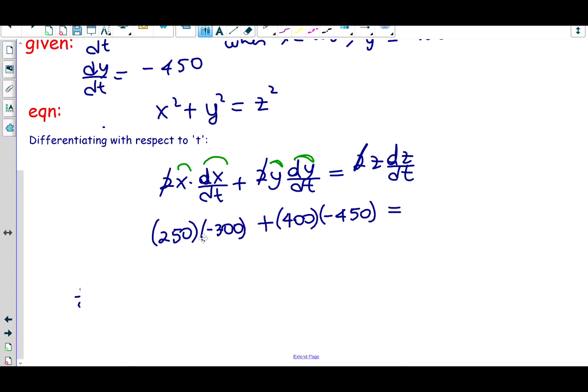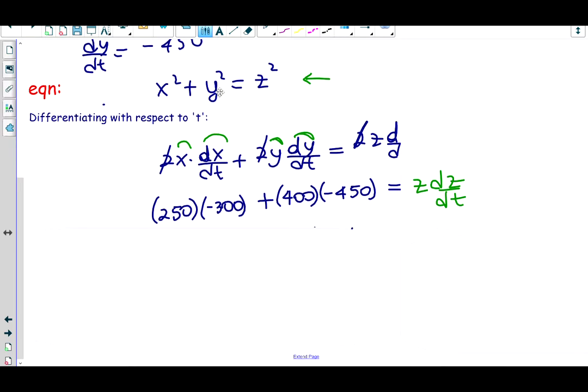So 250 times negative 300 plus 400 times negative 450 equals, now ordinarily there you will put z times dz/dt. We don't know what z is at the moment, but that's something we can figure out, because at the moment when x is 250 and y is 400, at that same moment, can you figure out what z is using this equation? We should be able to, right? So go ahead and put 250 for x and 400 for y, squared, equals z squared. Solve for z. Let's see what we're getting there. So take a moment to do that, please.